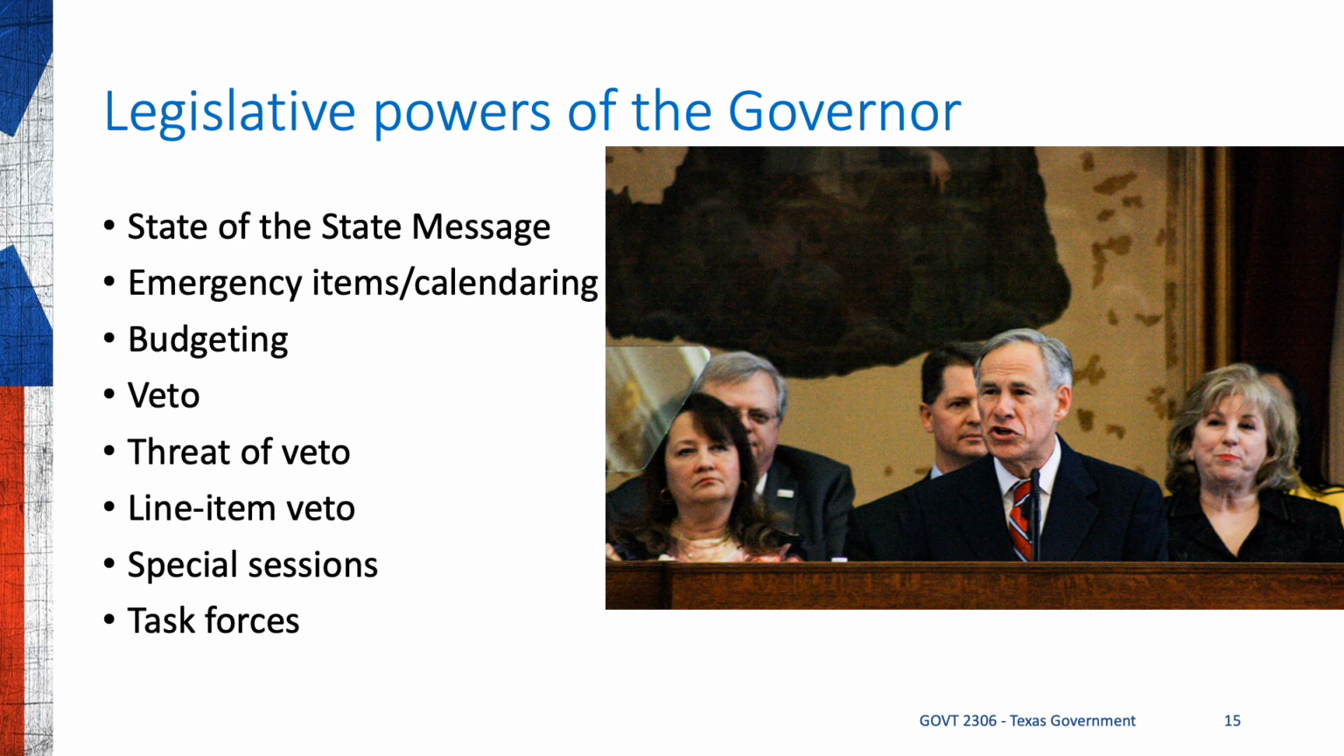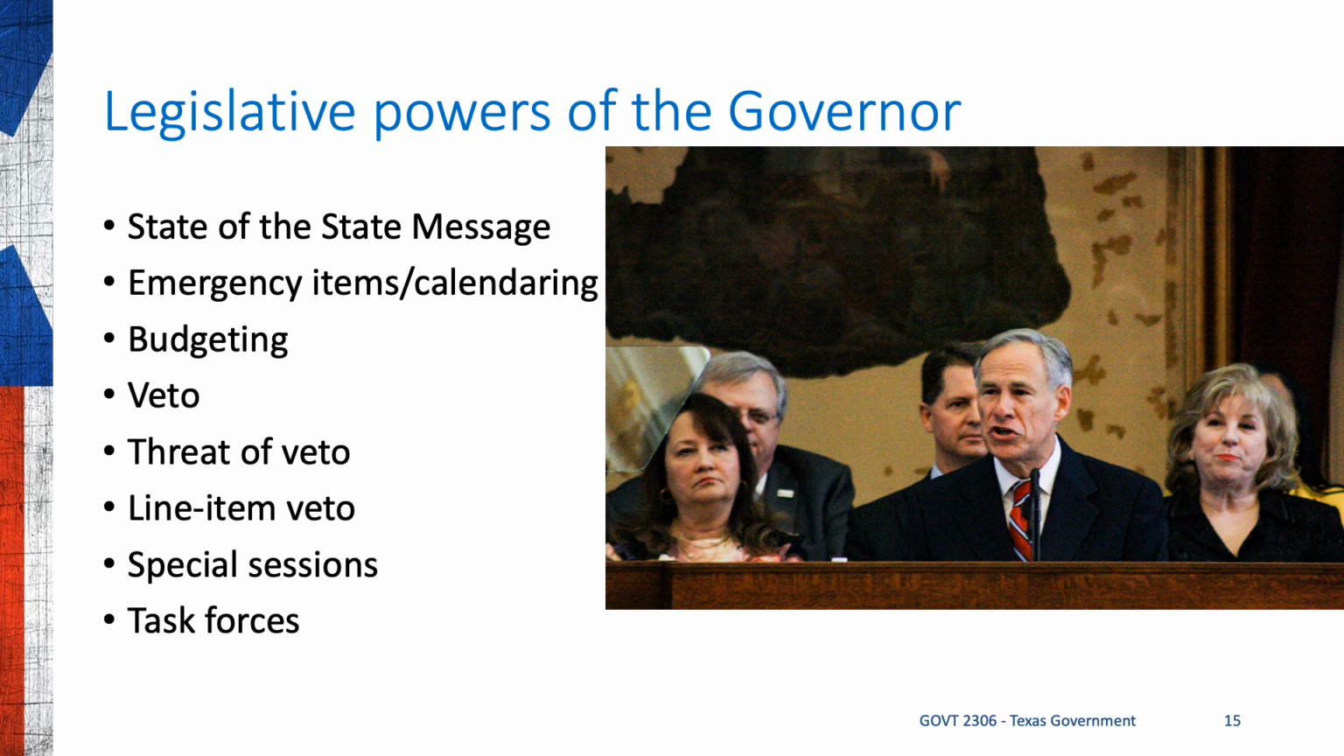If it's an appropriations bill, so a bill that has to do with giving money to a certain committee or something like that, the governor has a line item veto power, and that just lets the governor strike certain items that the governor does not want to receive money from the bill, and the rest of the bill can pass.